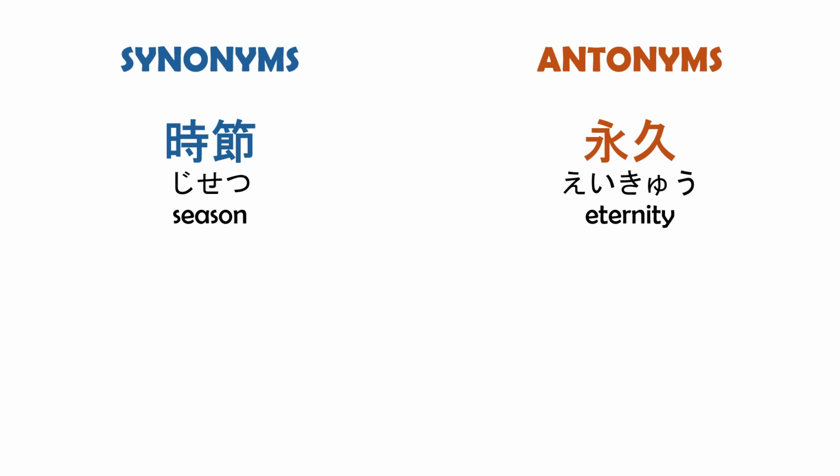The most common synonym of the word kisetsu is jisetsu. While kisetsu focuses on the 4 main periods in a year, jisetsu can refer to more specific times or occasions within those periods, like particular months or events.